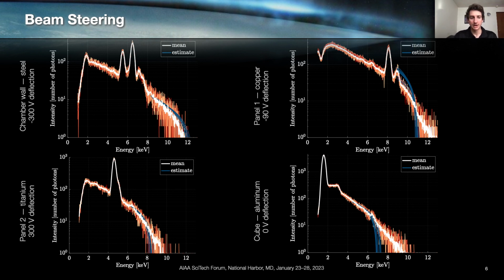And similarly, if we use a deflection of 0 volts, then the beam is pretty much straight, and the beam impacts on the aluminum cube, and we measure -5 kilovolts of potential for that object. And if we deflect the beam to the left, we are measuring the potential of the titanium panel, which corresponds to -3000 volts, or in this case a landing energy of about 9 keV, because we're using a beam energy of 12 keV.